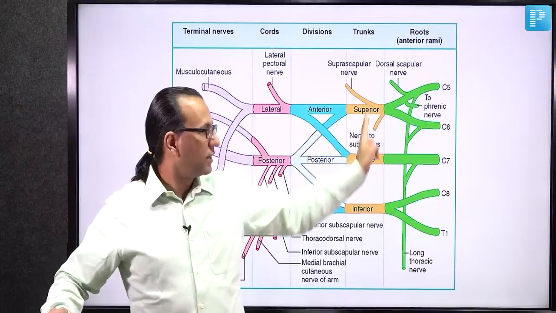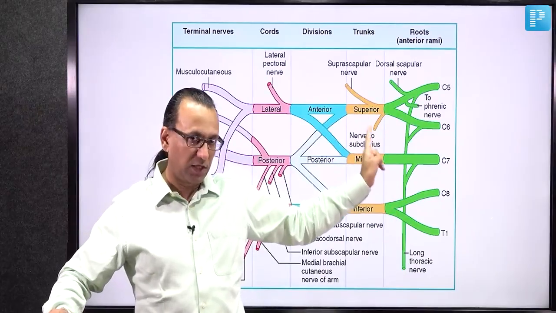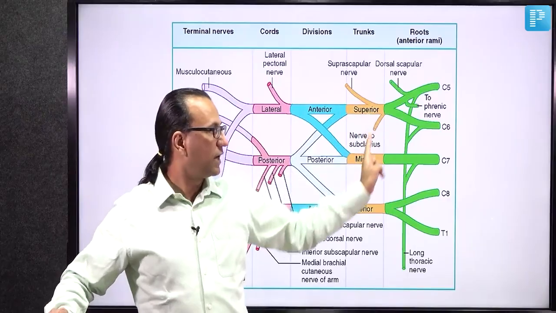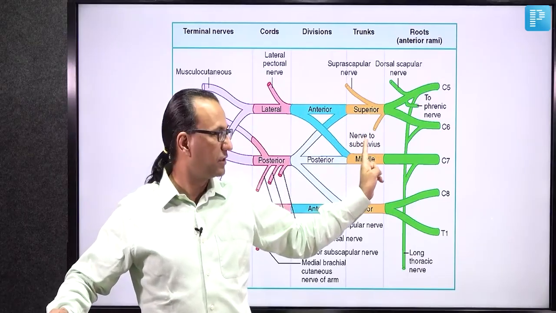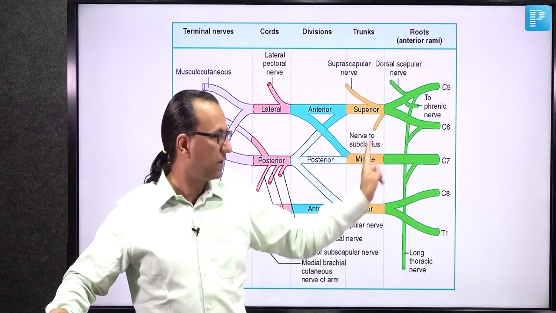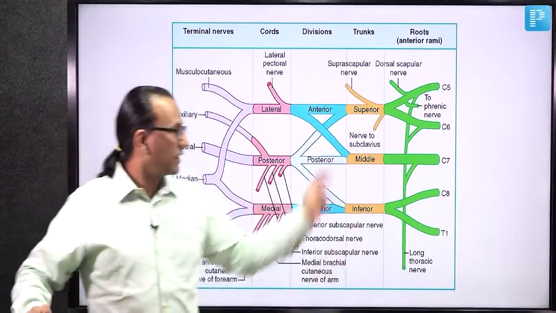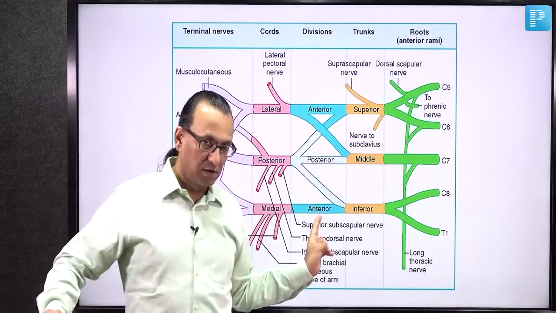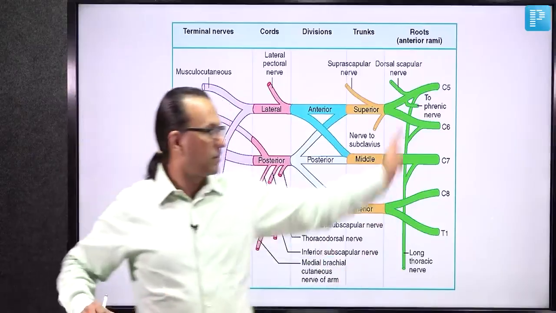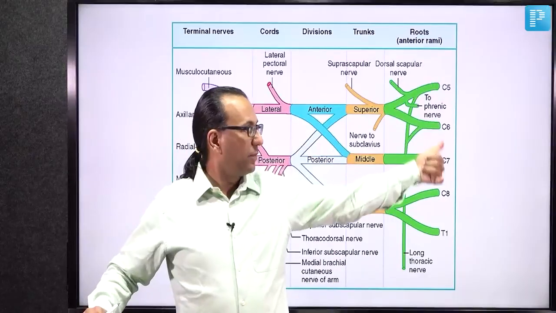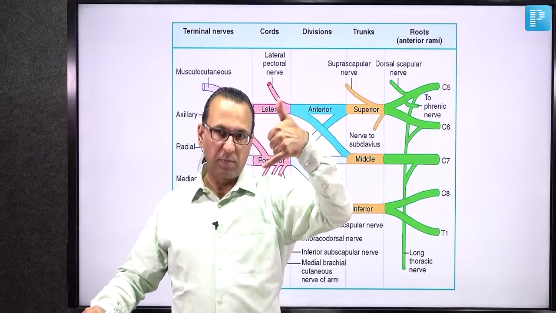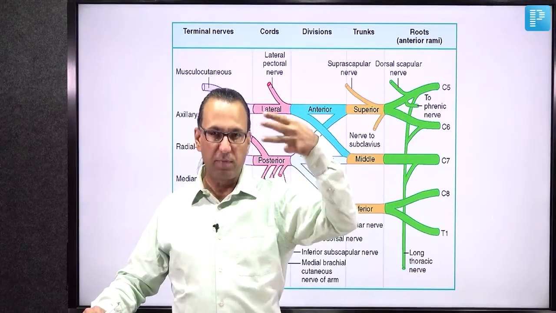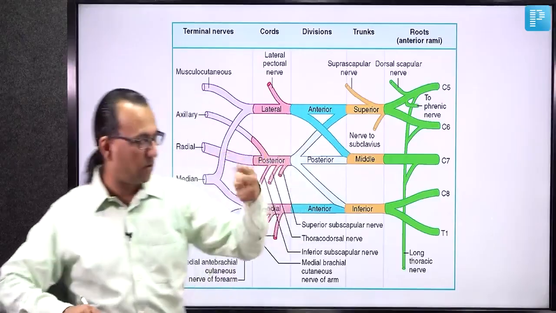Out of the trunks, only the upper trunk will be giving 2 branches in the neck region, that is the suprascapular nerve to supply scapular muscles and nerve to subclavius to supply subclavius muscle. Otherwise, middle and lower trunk don't give any branch in the neck region. Regarding the divisions and the cords, we will be talking about them in next discussion. But here we want to know what is the dermatome of the thumb, that will be proximal root value, and what is the dermatome of the little finger, which will be distal value, and what is the dermatome of the middle 3 fingers. Let us discuss that now in a diagram.